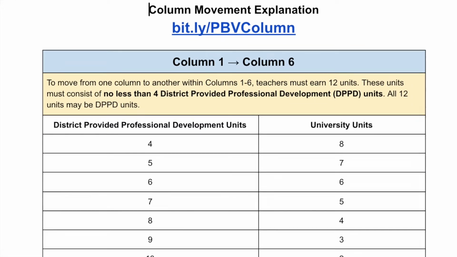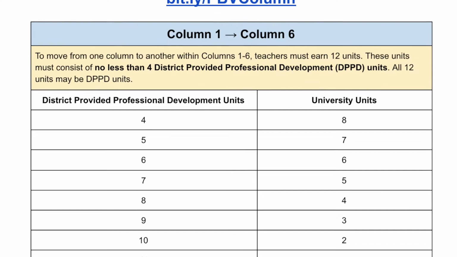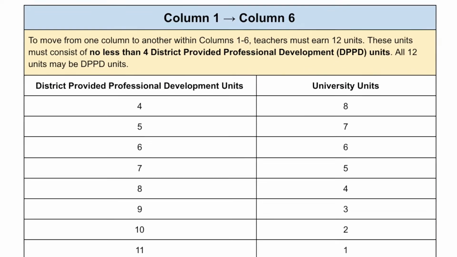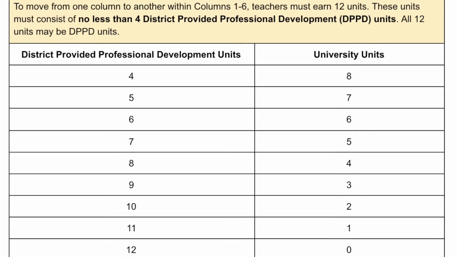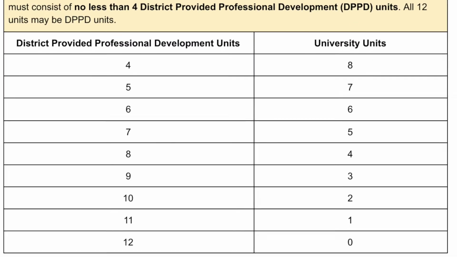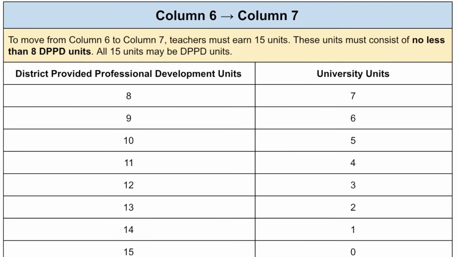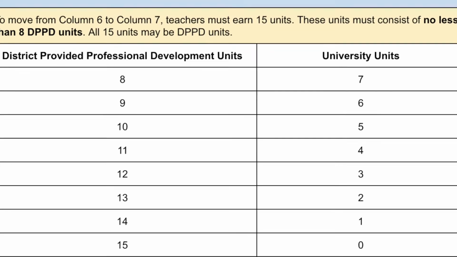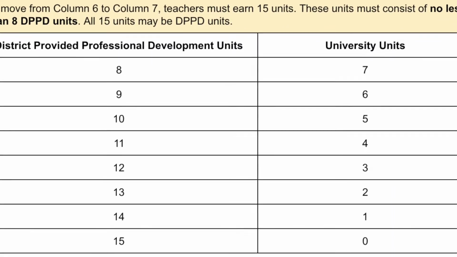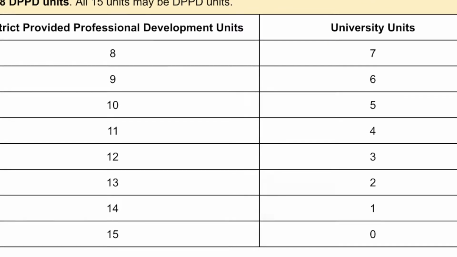To move from one column to another within columns 1 through 6, teachers must earn 12 units. These units must consist of no less than 4 district-provided professional development units. All 12 units may be district-provided professional development units. To move from column 6 to column 7, teachers must earn 15 units. These units must consist of no less than 8 district-provided professional development units. All 15 units may be district-provided.